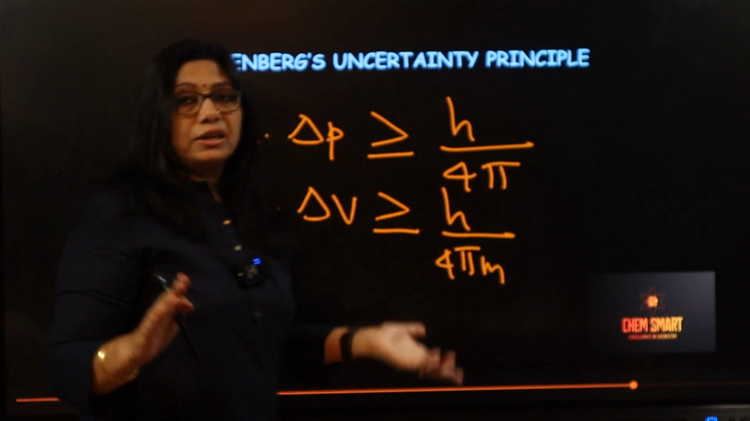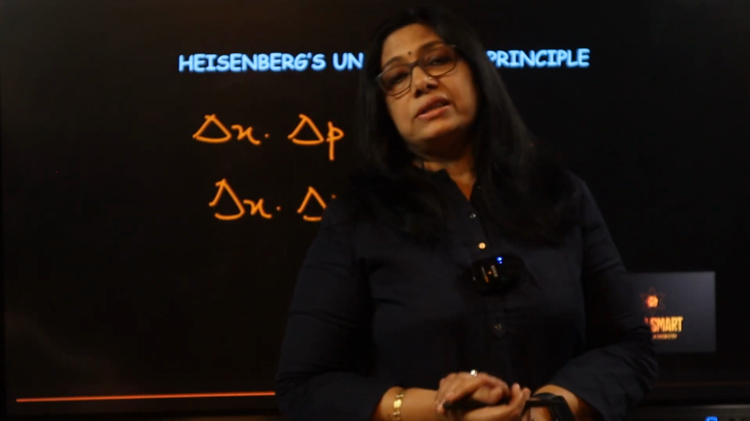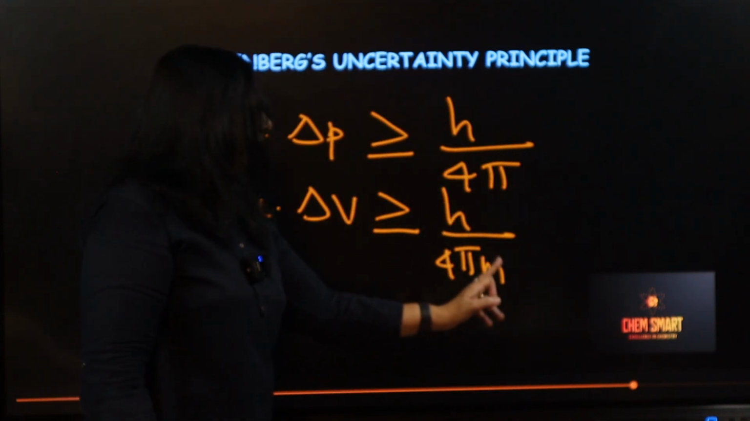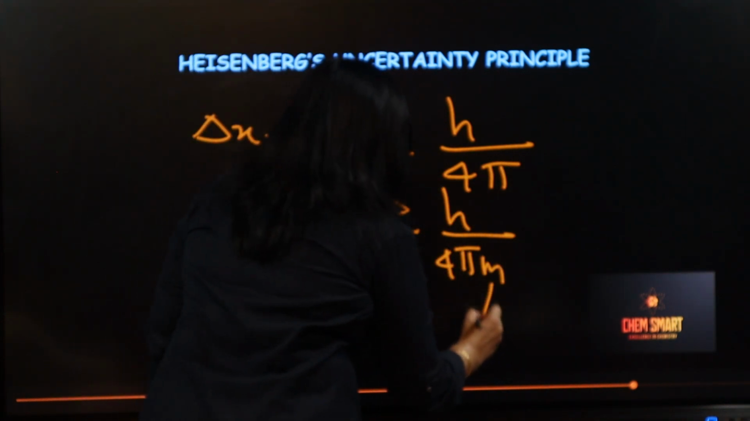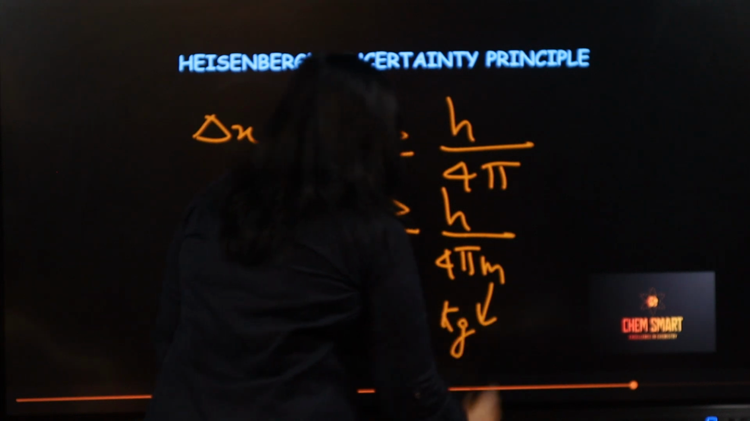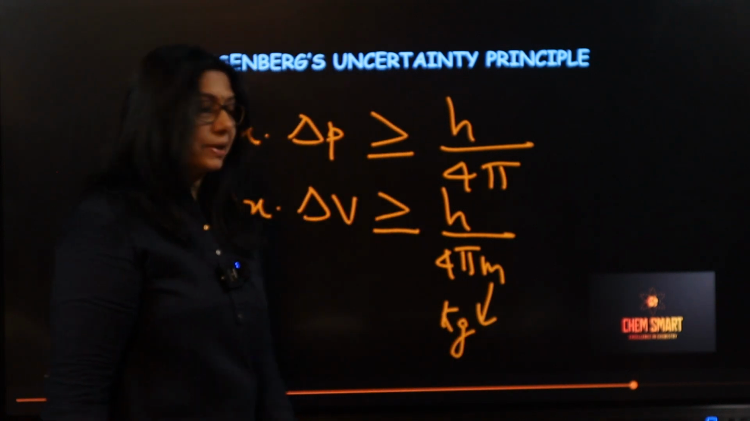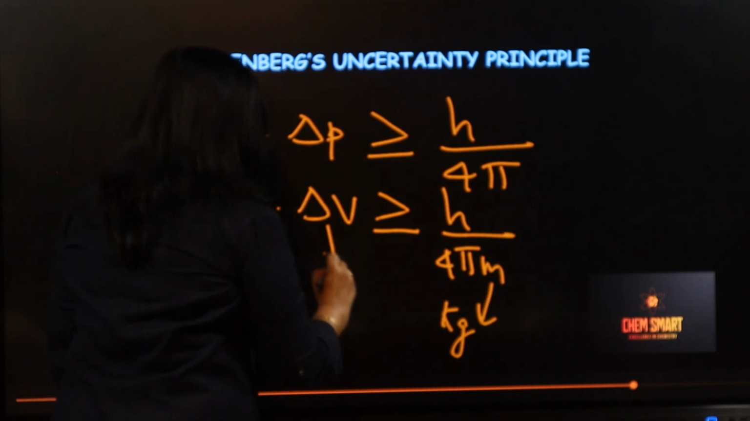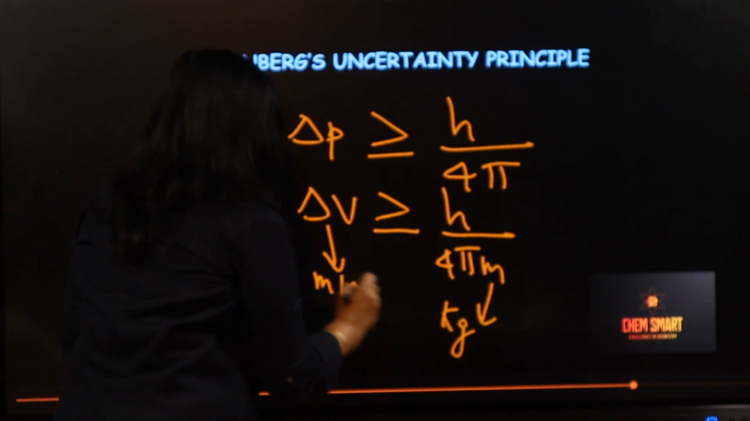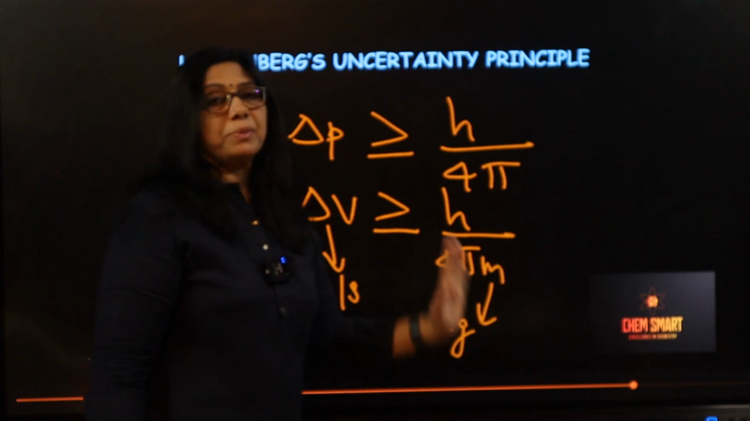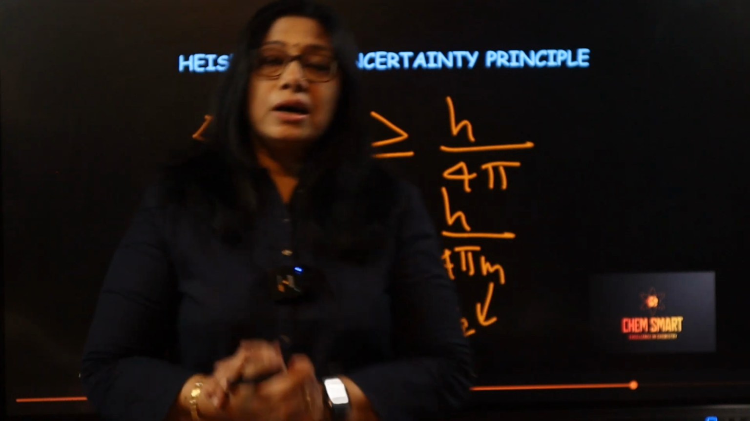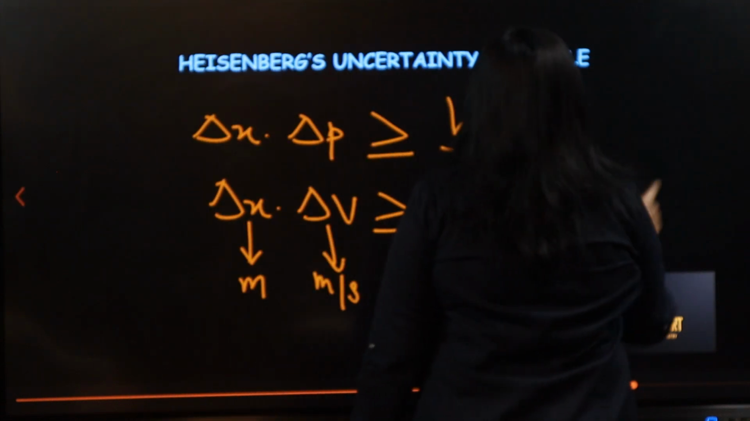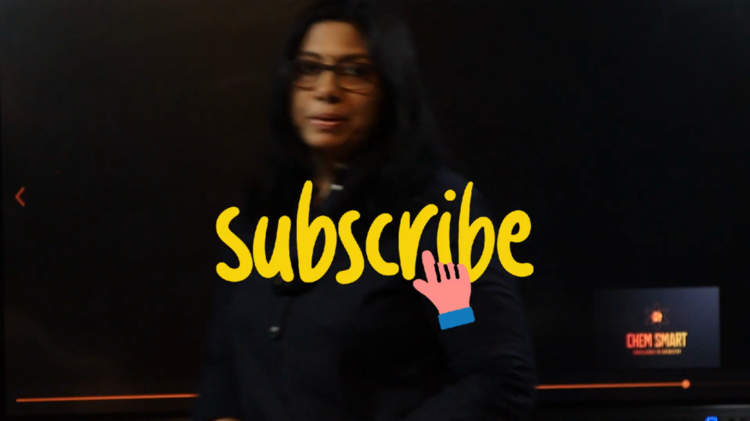Delta x is the uncertainty in position. Delta v is the uncertainty in velocity. Then h is the Planck's constant. And here, this m should be expressed in kilogram. It is compulsory. Delta x should be expressed in meter. Delta v should be expressed in meter per second. And this mass should be expressed in kilogram. These are compulsory. Clear? So that's all about Heisenberg's uncertainty principle.